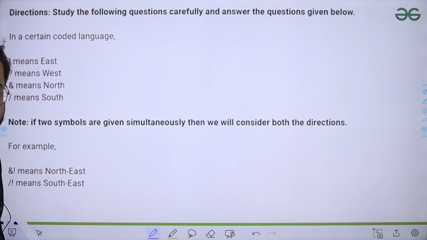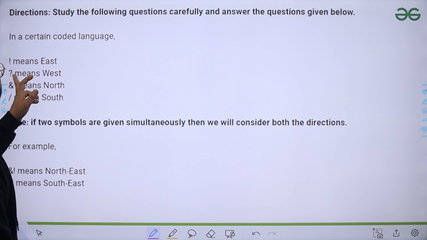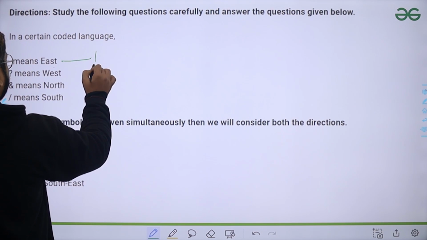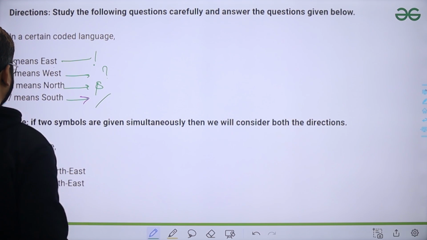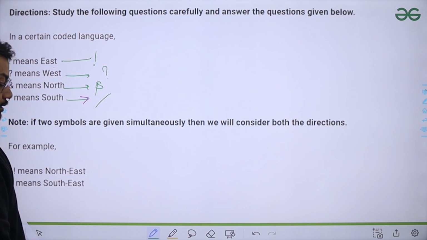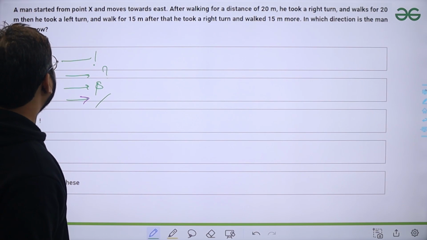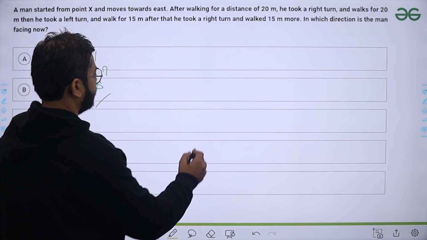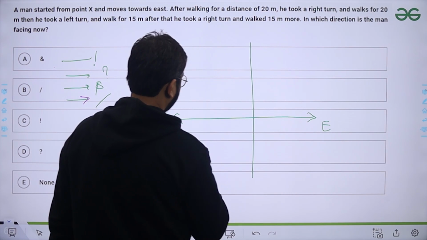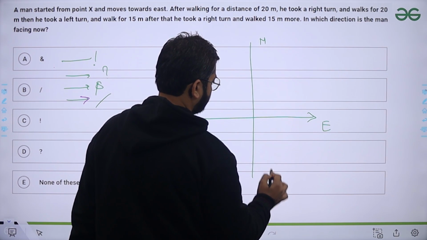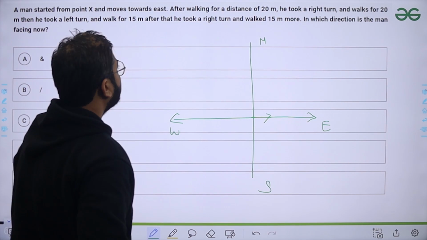Study the following. Okay, what is it saying? Just a minute. If this means east, this means west. Okay, it means this means east, this means west, this means north and this means south. Then which of the following, considering the example. Okay, what is the question doing? A man at his starting point moving towards east. A man started at point X and moved towards east. Okay, let's see, same type of questions. A man, where this one is east, this one is west, this one is north, this one is south, starts walking in the east direction.